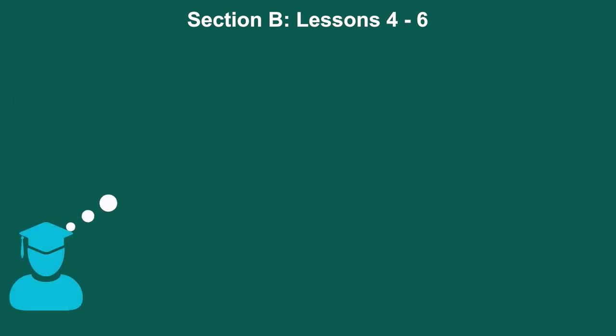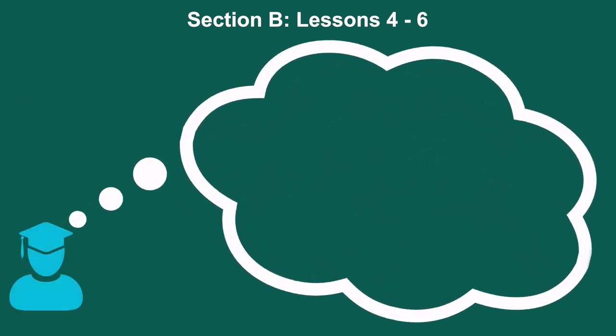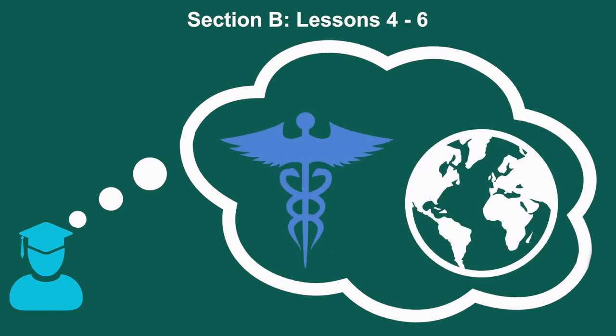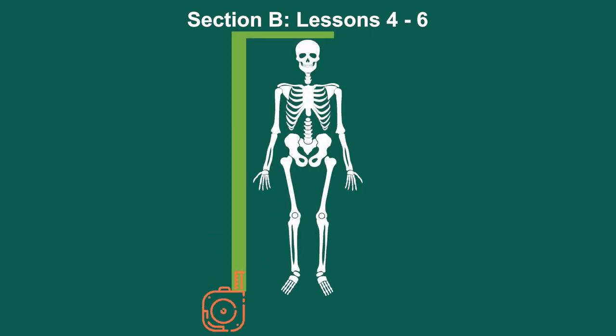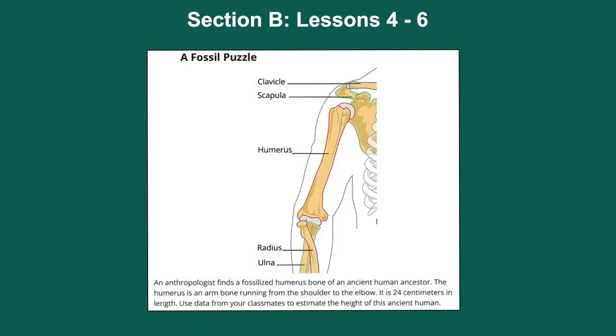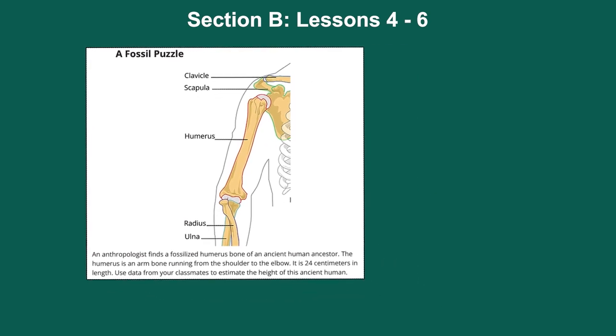For the first part of the project, students who are interested in medicine or history may find the investigation about the relationship between the height of a human and the length of their humerus interesting. In this investigation, students collect data from their classmates and then use it to estimate the height of an ancient human when given the length of a fossil being uncovered from an archaeological site.